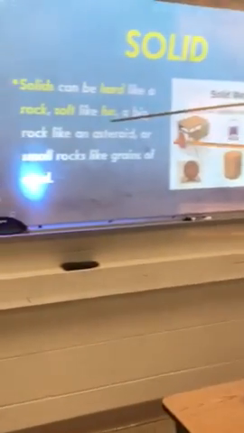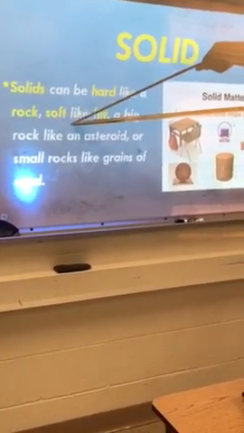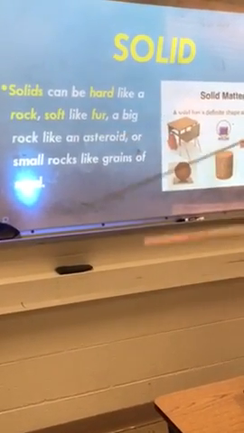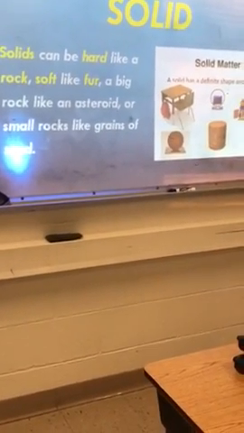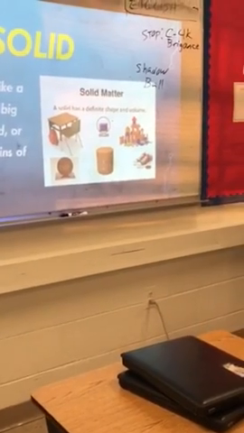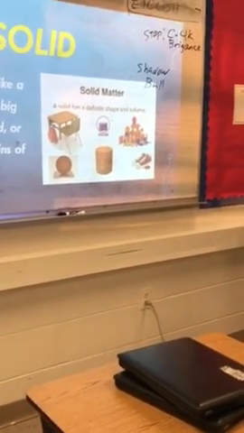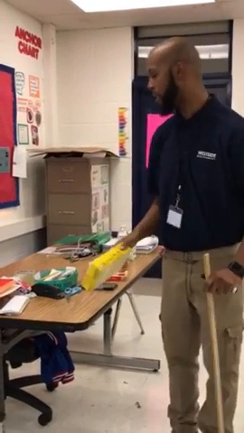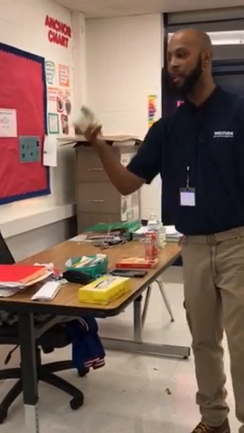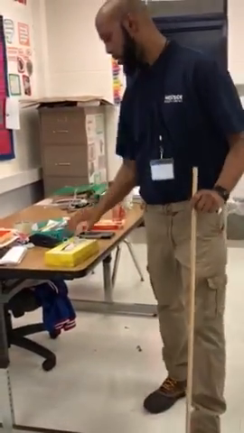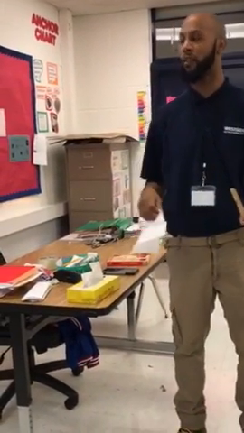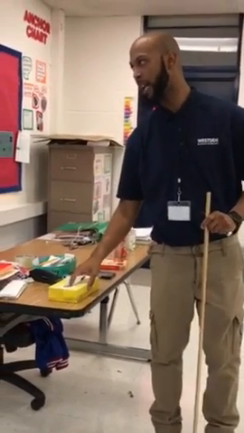What is a solid? Solids can be hard like a rock. It can be soft like fur. It can be big like an asteroid, or small like grains of sand. All of those things consist of matter. It's pretty much a lot of things around you. You have this tissue box, this is a solid. You have this tape, it consists of a solid. You have this computer, all consist of a solid. Even this tissue, even though it's small and soft, like what it said in our definition, soft like fur, it consists of a solid.